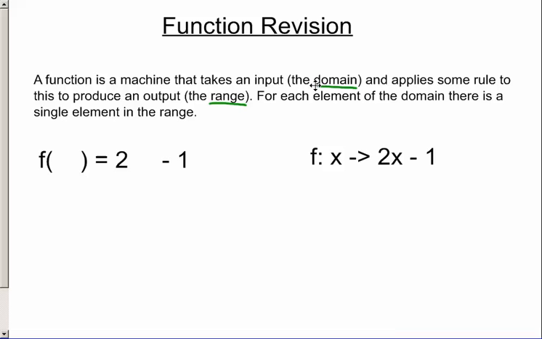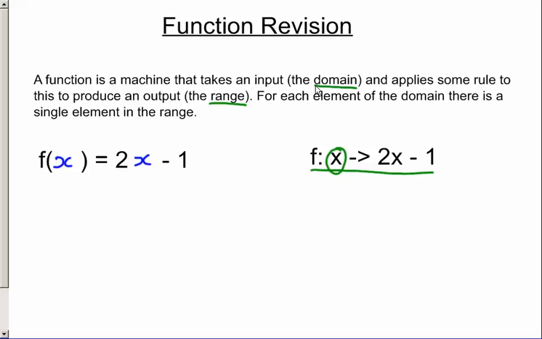So let's look at this example. We have two ways of notating functions. We either have f of x equals 2x minus 1, or we have the arrow notation, f takes x and maps it to this function, the domain and the range.